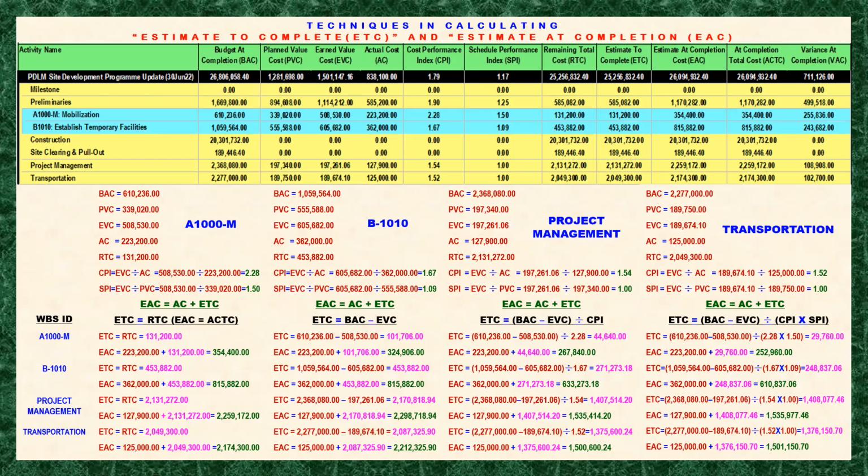So okay. I think we are done already here, and I hope you understand everything. But the question here is: if you shift the estimate to complete technique for a not started work package, could it affect the estimate at completion?